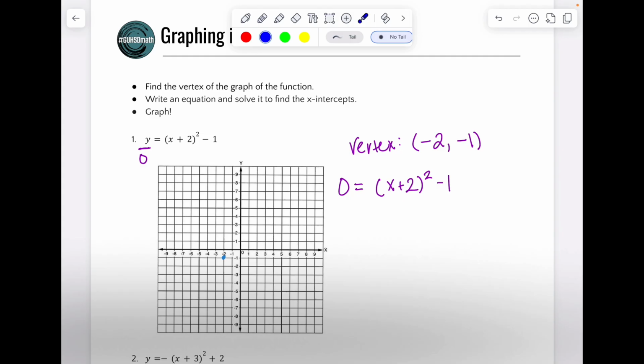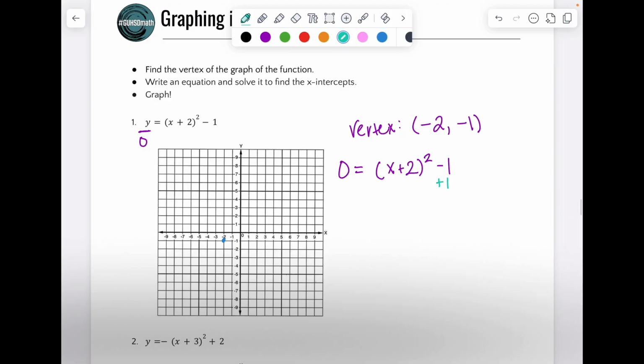So our goal is to make this say x equals, which means we're going to have to undo this -1, we're going to have to undo our square, and we're going to have to undo our 2. So very first step, add 1 to both sides. And in order to get to this x plus 2, it's being protected by these parentheses right now, and our square. So next step would be to undo our square by square rooting.